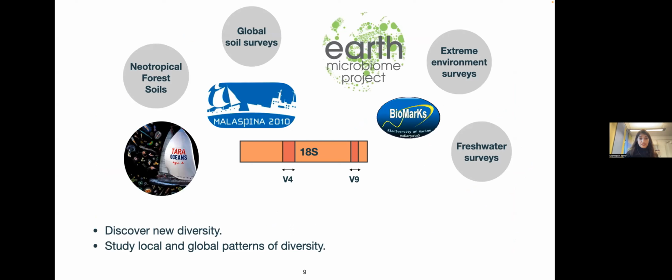Over the past decade or so, there have been many metabarcoding surveys that have been carried out, some on a truly global scale, like the Tara Oceans Project or the Malaspina expedition. There have been global soil surveys, and all of these different studies have generated large sequence data sets, either for the V4 or the V9 regions. And altogether, they've allowed us to study protist communities in different environments. And we've also discovered lots of novel diversity.